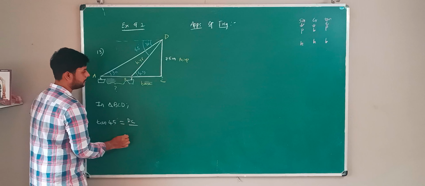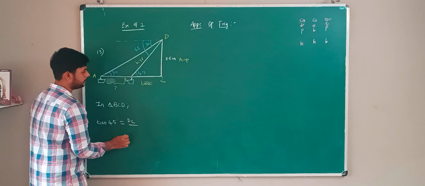AC can be broken down as AB plus BC. Now, tan 30 means 1 by root 3 is equal to, how much is DC? 75. Okay, how much is AB? That only I am finding, correct? AB as it is, how much is BC? Now, can I find AB or no? All sums are same. Once you understand one sum, all sums are same, okay?